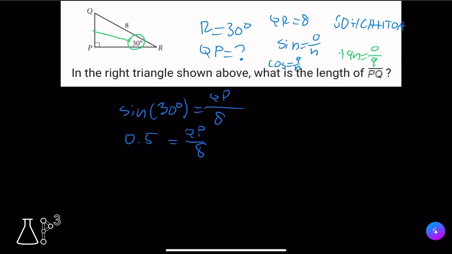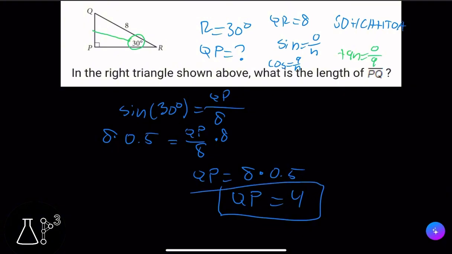So all I have to do is multiply by 8 on both sides, and I'm going to get my answer. If I multiply 8 on both sides, that's going to give me QP equals 8 multiplied by 0.5, and that's going to give you 4. So QP equals 4. And remember, we would use cosine if it was adjacent. But in this case, because QP is the length that's across from the given angle measure of 30, we're going to use sine, and that's going to give us the value of QP equaling 4.